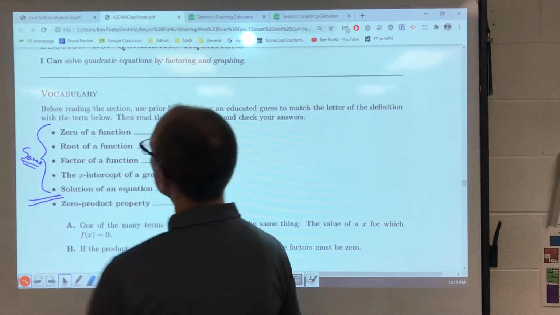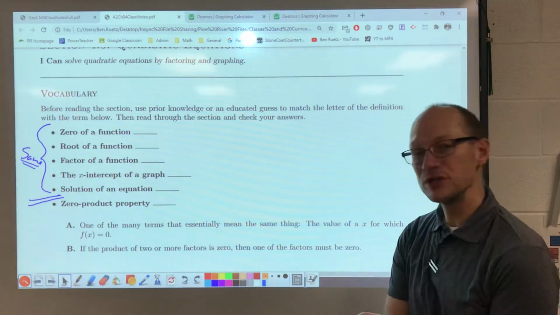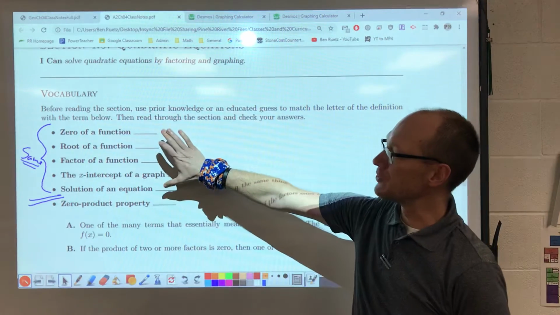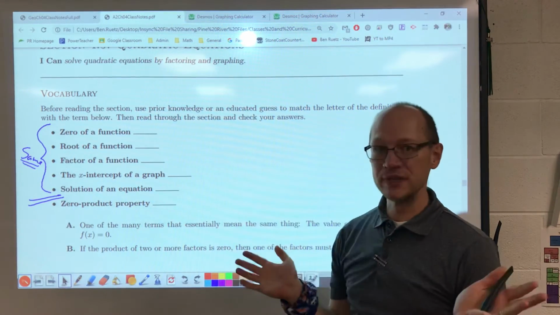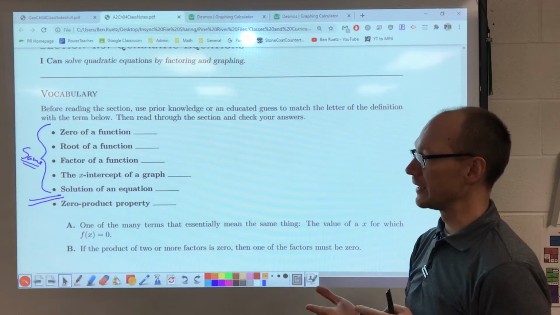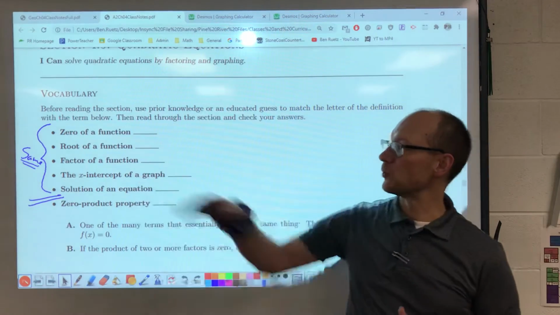Hello again. Algebra 2 class, this is section 4.5 that we're talking about, using factoring to actually solve some equations. There are several vocab terms here that basically all mean the same thing. Zeros, roots, x-intercepts, solutions, and factors all derive from the same idea. And the key one is that word zero.